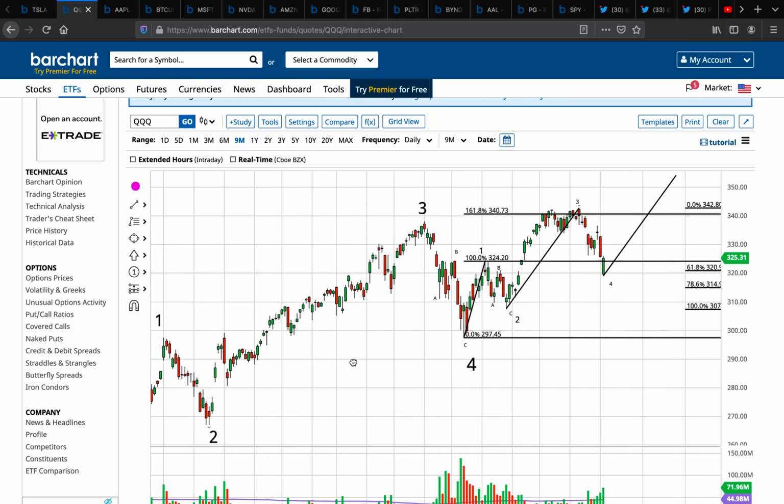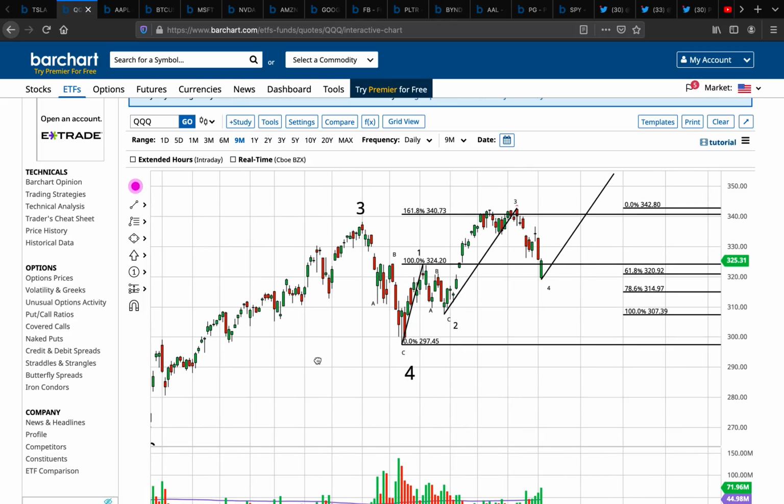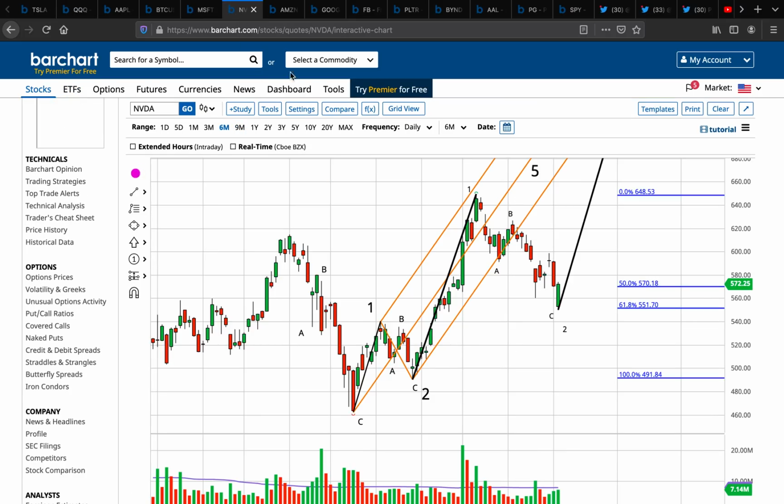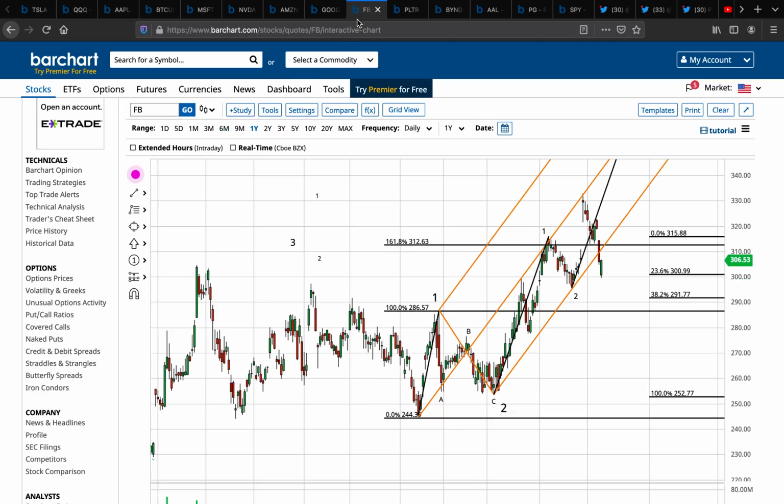So QQQ broke below 324. All right. Now, why was that a really important level? That was a really important level because it was the wave 1 high. It was also the 50% retracement of wave 3. So that technically is where a wave 4 in Elliott wave theory shouldn't end. So I'll explain right now why I have this marked out as a wave 3 and a wave 4. It's going to go back to what we said about Nvidia being a likely 1 ABC 2. It's going to go back to what we said about Facebook being a likely 1 ABC 2.